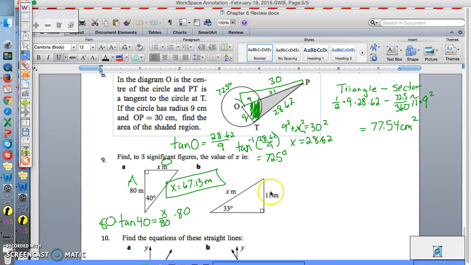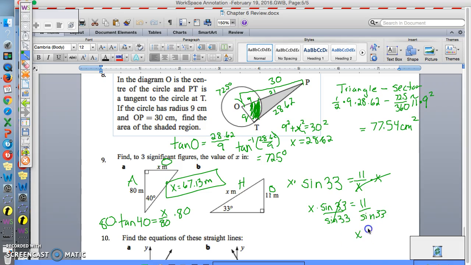And then this one, we have opposite and hypotenuse, so our sine. So the sine of 33 equals 11 over x, multiplied by x. So x times the sine of 33 equals 11. Divide by the sine of 33, and we have x equaling 20.2 meters.